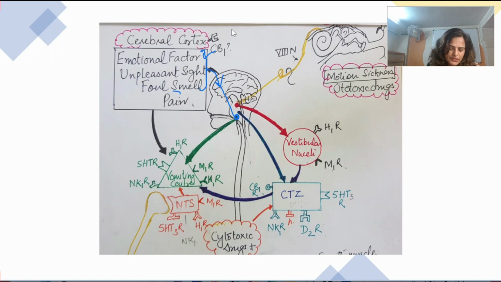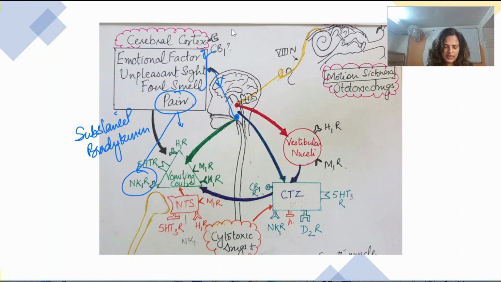And even pain also. What happens during pain? Pain causes the release of substance P and bradykinin. These two are released with the pain, and they stimulate the neurokinin receptor, the NK1 receptor, and this initiates the vomiting.